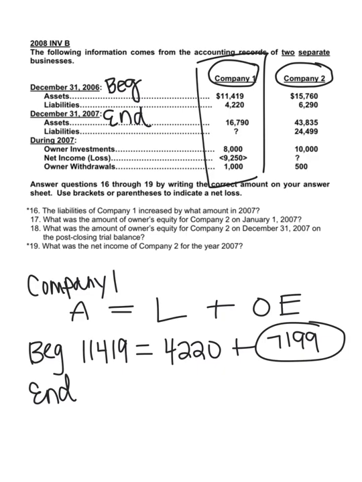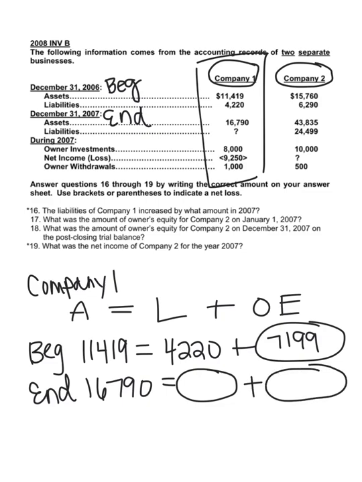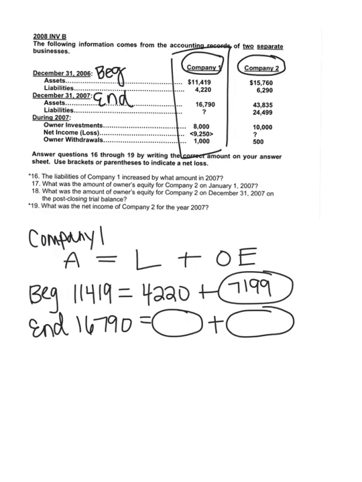Okay, now let's move to the end of the year. So now my ending assets were $16,790, but I don't know what my ending liabilities were. So I'm just going to put a circle in that place. Okay, I also do not know the ending owner's equity because I have two pieces of missing information. So we're going to have to do a little bit more work to figure out how to find the ending owner's equity. All right, so I went ahead and shrunk that, and I'm going to draw a T account for the capital for Company 1.